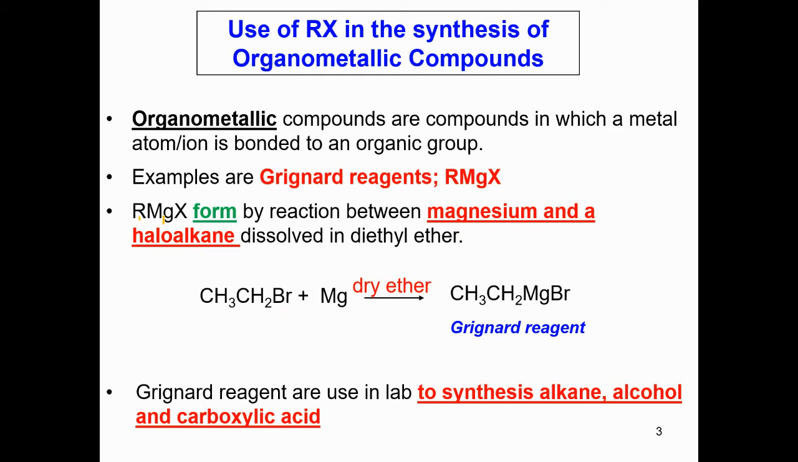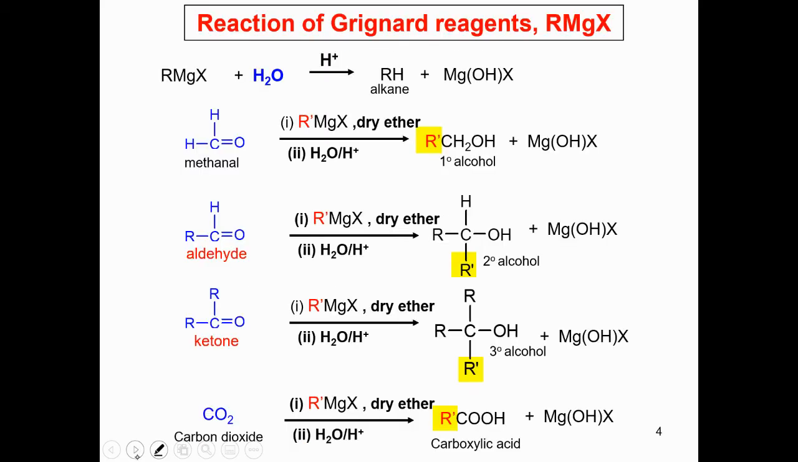Grignard reagent is formed by the reaction between magnesium and a haloalkane dissolved in dry ether. So this is our Grignard reagent. Grignard reagents are used in the lab to synthesize alkane, alcohol, and carboxylic acid. You can see here we have alkane, primary alcohol, secondary alcohol, tertiary alcohol, and also carboxylic acid.